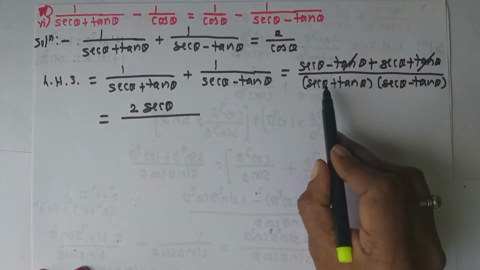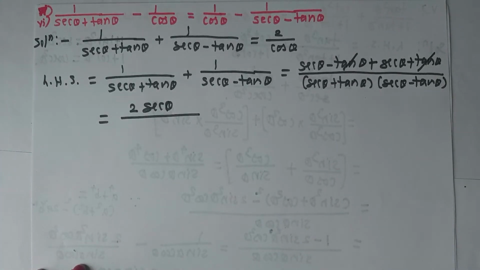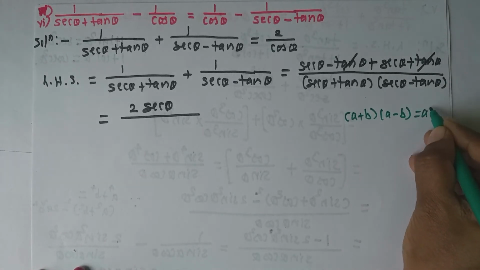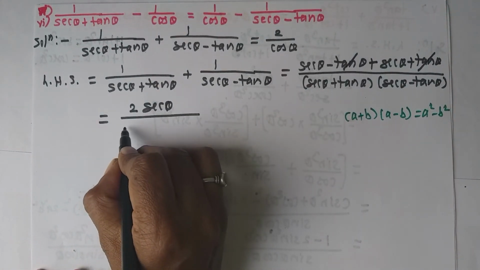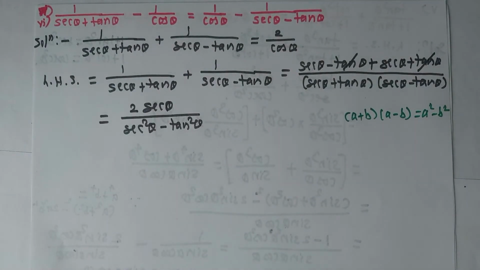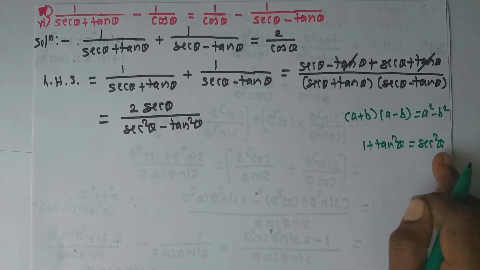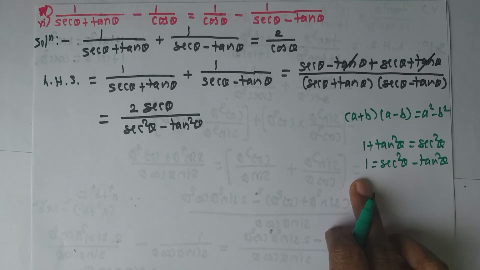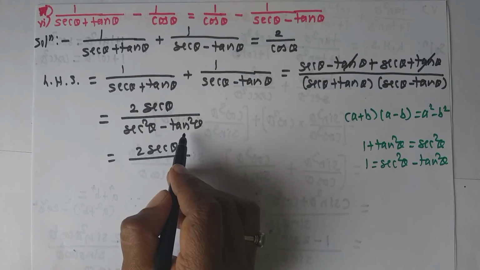Now what is in the denominator? This is (secθ + tanθ) in one bracket, in the second bracket (secθ − tanθ). And again we know that if there are factors a + b and a − b, then you can write a² − b². We will use this formula. Here a is secθ and b is tanθ. Therefore this is nothing but sec²θ − tan²θ. And again we know one of the properties that 1 + tan²θ means sec²θ. If I take this tan to the right hand side, then the value of sec²θ − tan²θ will be 1.